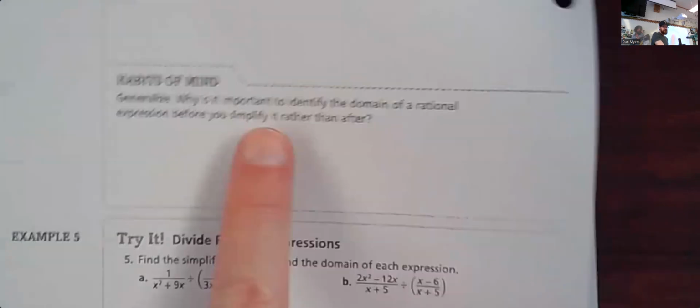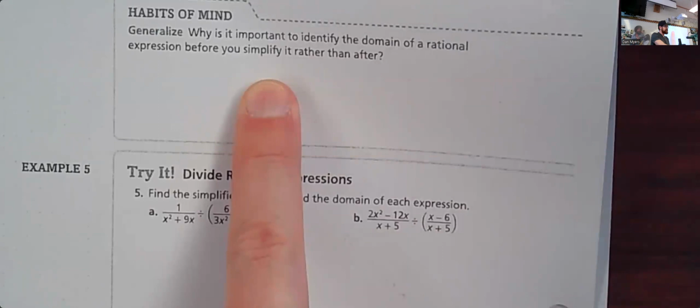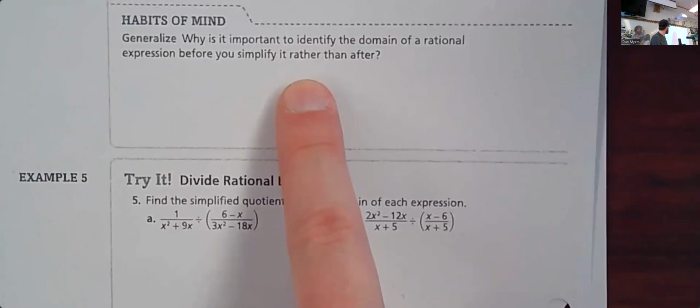Oh, hey, we've already answered this question. Let's just talk about this one real quick. We don't need to write it down, but I want to talk about this because we'll probably end up using the space underneath it to maybe do some work. Why is it important to identify the domain of a rational expression before you simplify it rather than after? I've already talked about that.